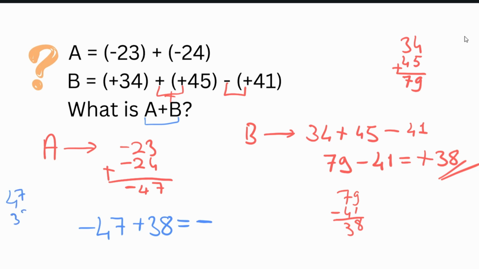47 and 38. You can't subtract 8 from 7, so we're just going to borrow 1 from the left. We will have 3 here, and then we will have 17 here. 17 minus 8 will give you 9. 3 minus 3 will give you 0. The answer is negative 9.